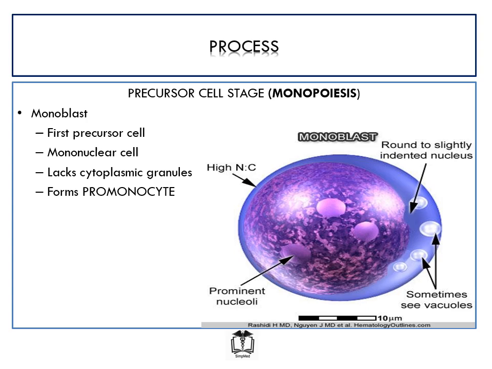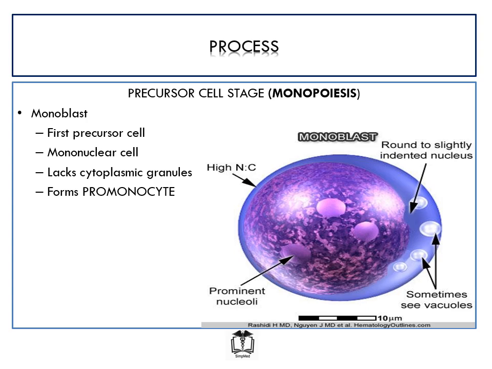Moving on to monopoiesis, which is the second form of myelopoiesis. Monopoiesis begins with the first precursor cell under its lineage, which is the monoblast. Monoblast is a mononuclear cell that lacks cytoplasmic granules. As you can see in the image, there are no cytoplasmic granules present within the cytoplasm of a monoblast.